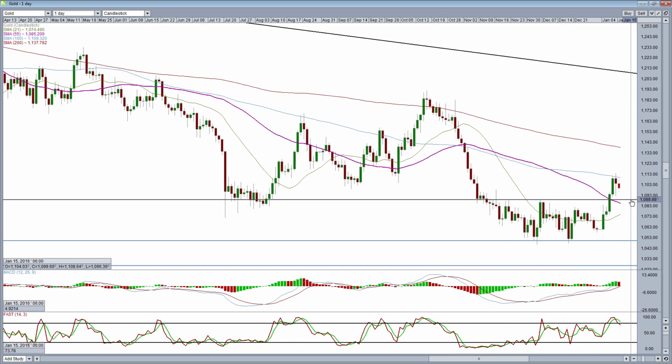If we do see a pullback, then I will be looking at these 1090 levels once again to potentially provide support, given that they had previously been resistance.